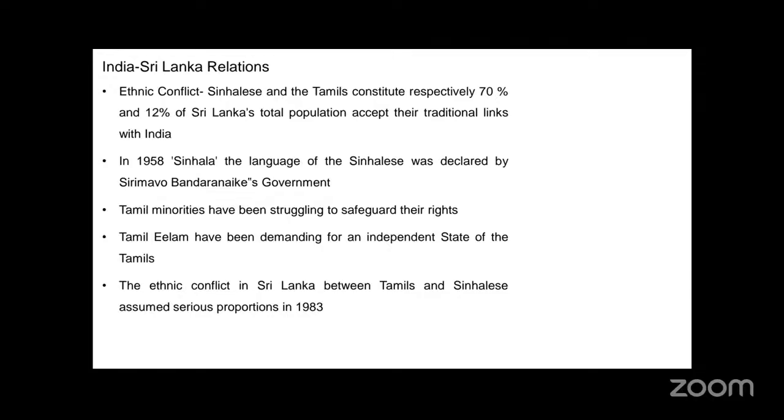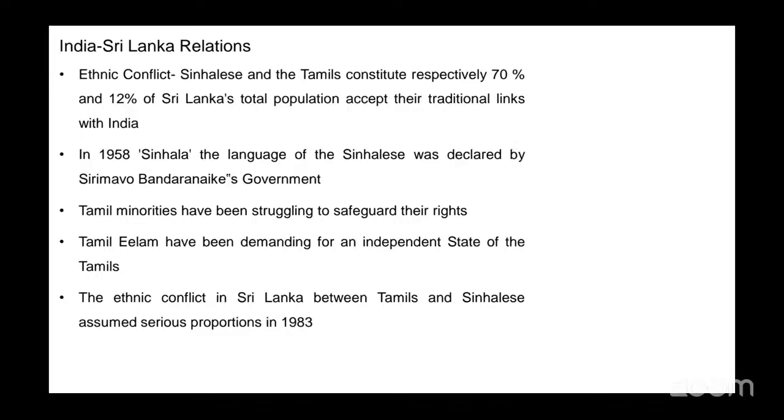By virtue of the same, the group Tamil Eelam has been demanding an independent state for Tamils in Sri Lanka. This led to ethnic conflict in Sri Lanka between the Tamils and the Sinhalese, which assumed serious proportions in 1983.